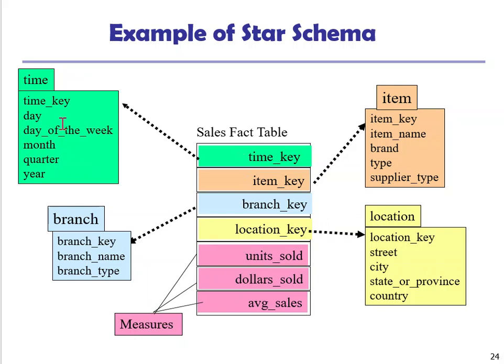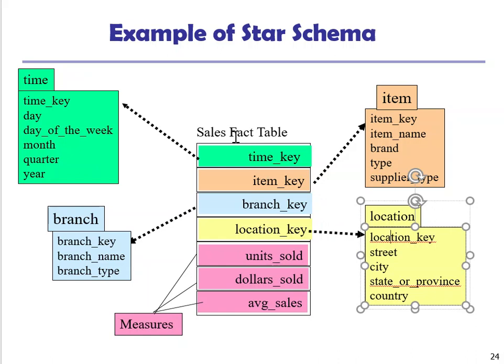As you can tell, every dimension has its own table. So this is a time table. In the time table, we have the primary key, day of the week, month, quarter, and year as the fields. In the branch table, we will have branch primary key, branch name, and branch type. So for every dimension, we have a complete table, and the primary keys of those dimension tables are included in the fact table as the foreign key.